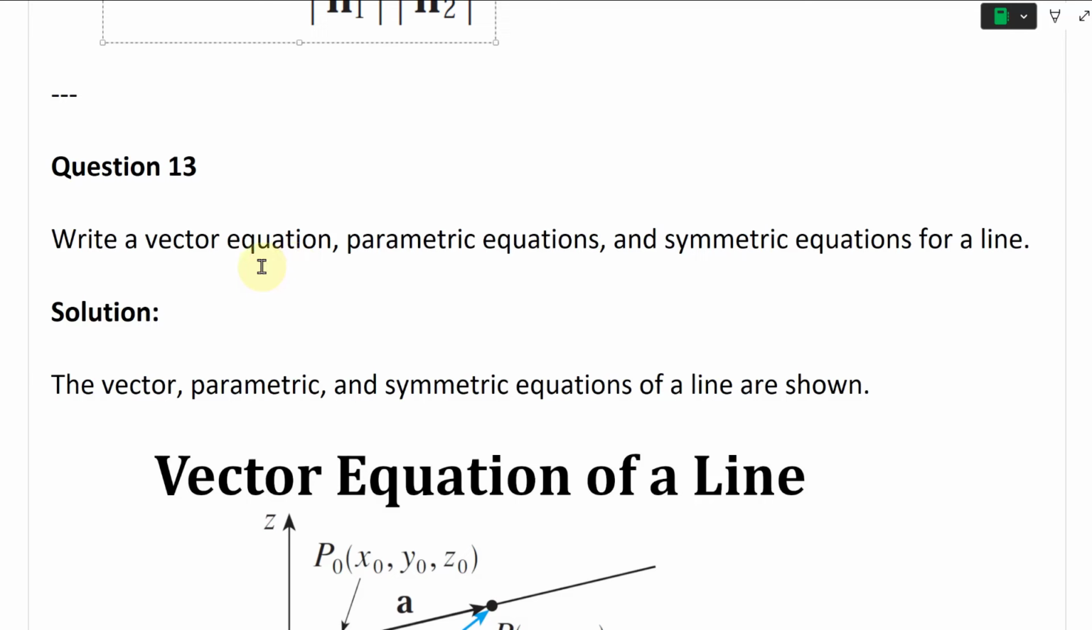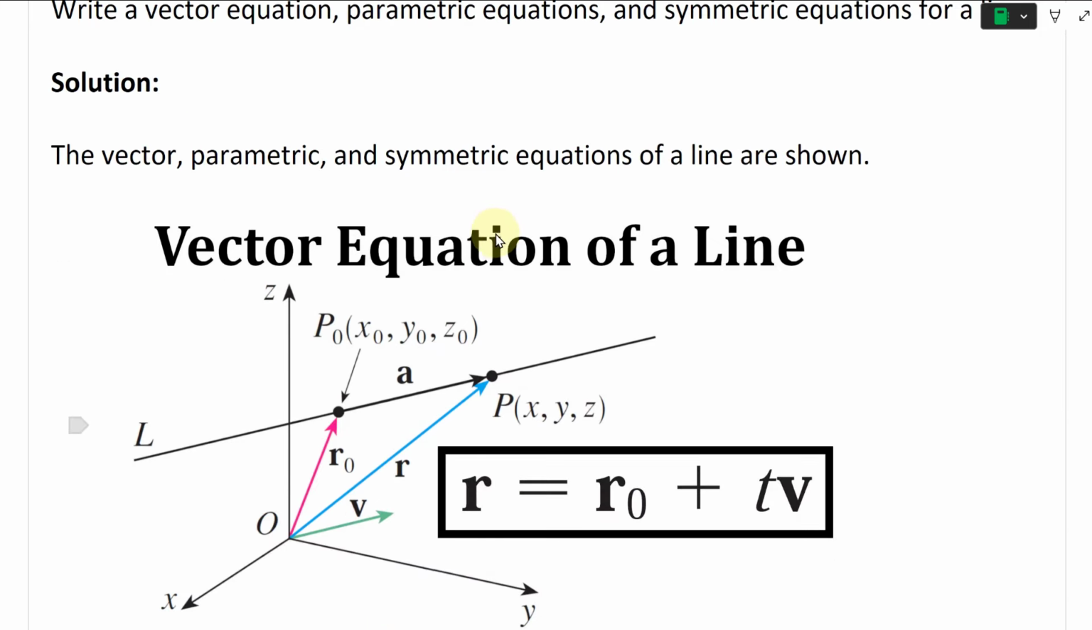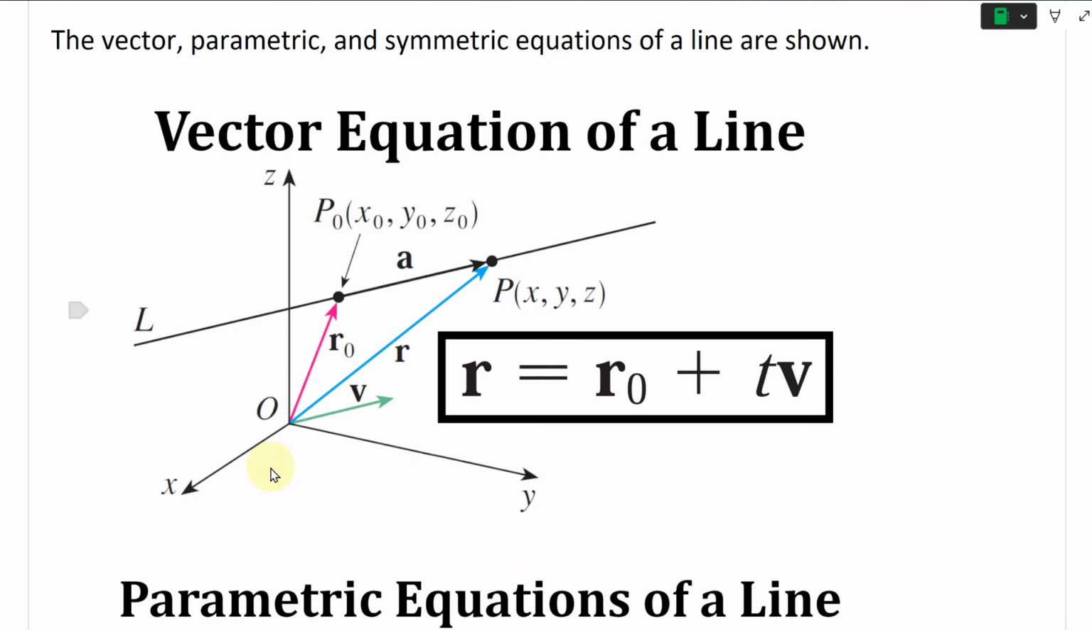All right, going further. So question 13: write a vector equation, parametric equations, and symmetric equations for a line. So the solution is from earlier videos. Vector, parametric, and symmetric equations of a line are shown. So here's the vector equation of a line.